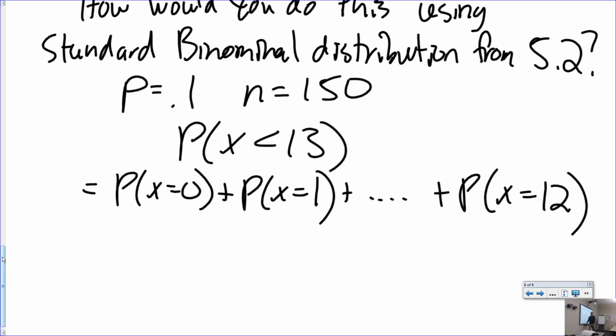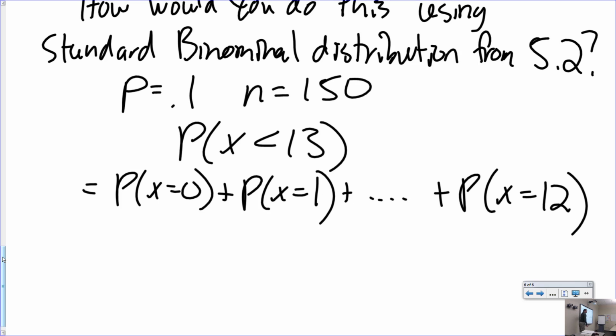Remember these? This is why I wanted to use Excel. This is exactly why you want to use Excel, because otherwise you would have to calculate 13 probabilities and add them all up. In other words, with Excel, you just put in 12 and say true to the cumulative piece of it, and then you can do it all in one step.